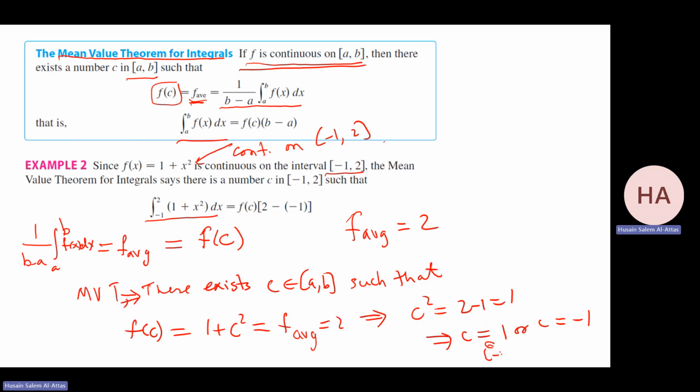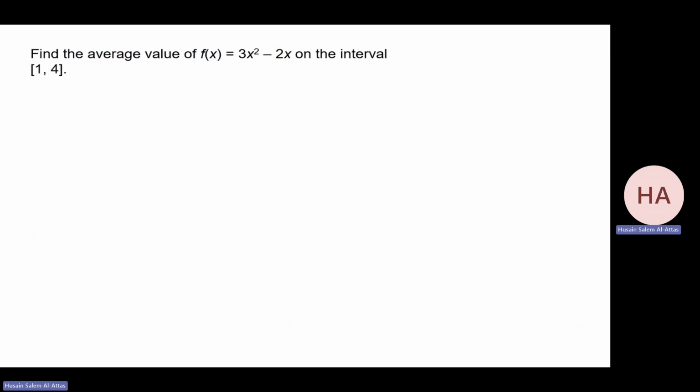Will that belong to the interval -1 to 2? Yes, I will take it. This one belongs to the interval. Don't forget, this is the closed interval. So I will take it. So I have 2 c's. The theorem says there exists 1 c. Okay. Now let us try more problems.